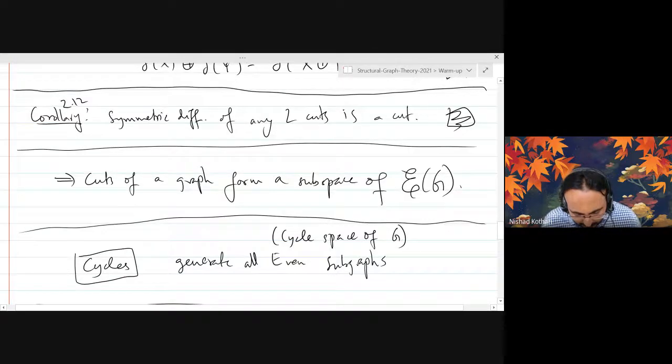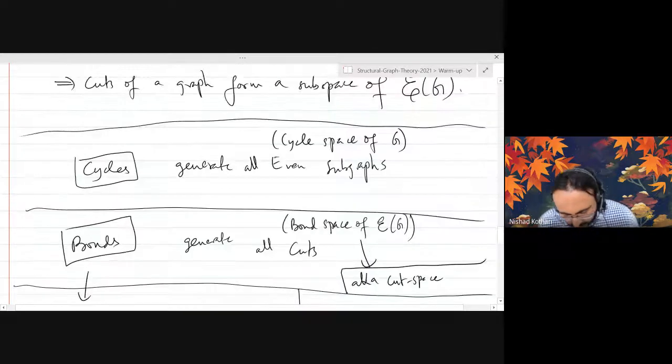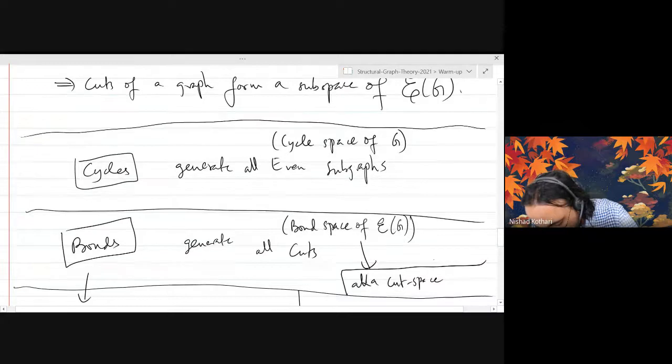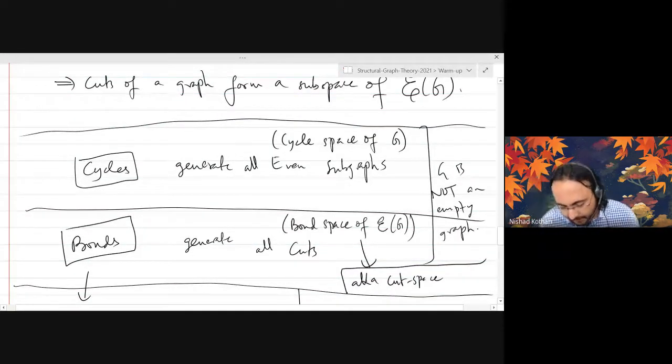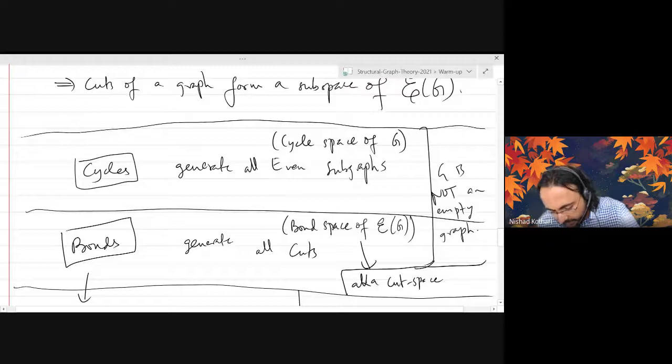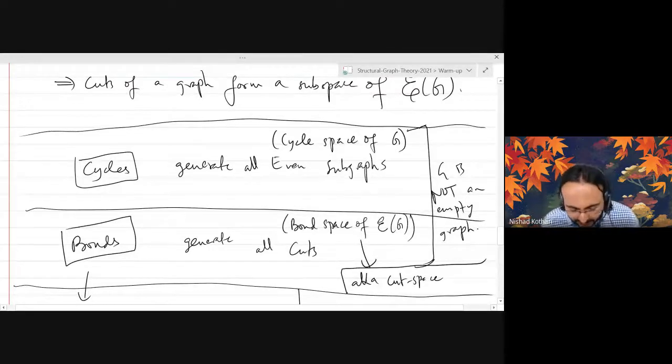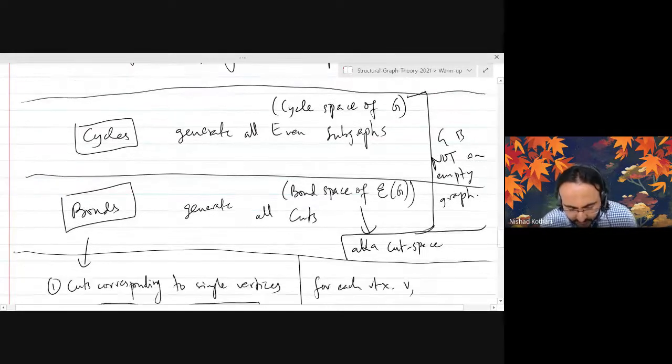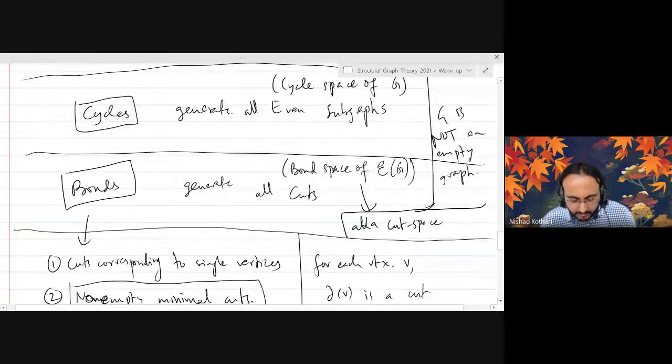So maybe in these statements, I should say that G is not an empty graph, because if the graph has no edges, then you need the empty set to generate the empty set, right? But that is a very trivial example. So in that case, we know that cycles generate the even subgraphs and bonds generate all the cuts. That we will be proving.